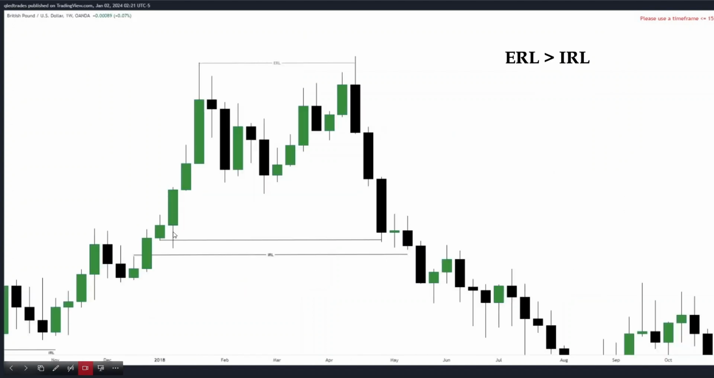Okay, here we have another example where we see price expands to the upside, all the way from here actually. Price expands to the upside. As you can see, price has been trending to the upside. It expands to the upside.